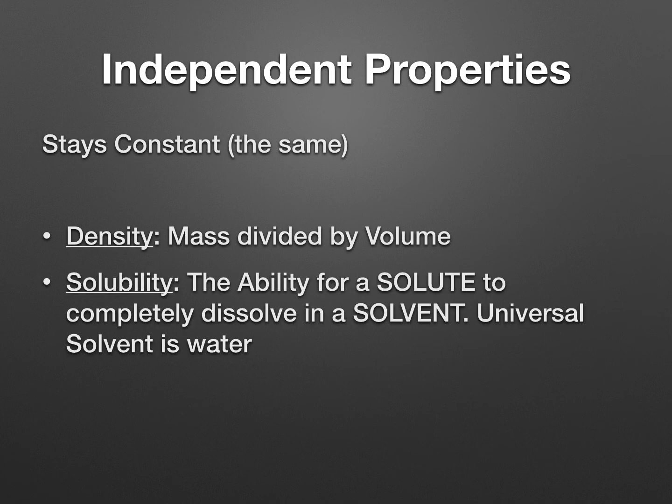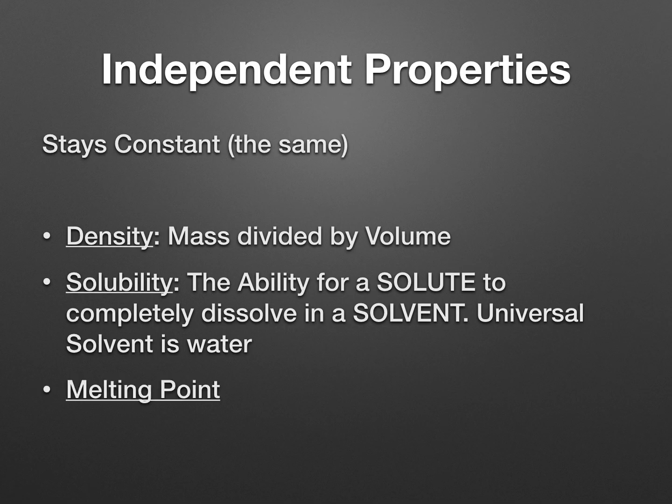The next is solubility. This is the ability for something known as a solute to completely dissolve in a solvent. Universal solvent is usually water. I always think of sweet tea. When you make your sweet tea and you boil that water and you put that sugar in that tea, when that sugar completely dissolves into that water, that is solubility. Okay? If you put sand in water and you keep shifting it around, that sand never goes away, that's not solubility. The third property is melting point.